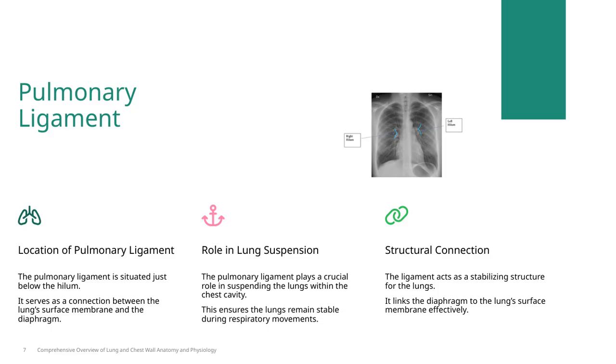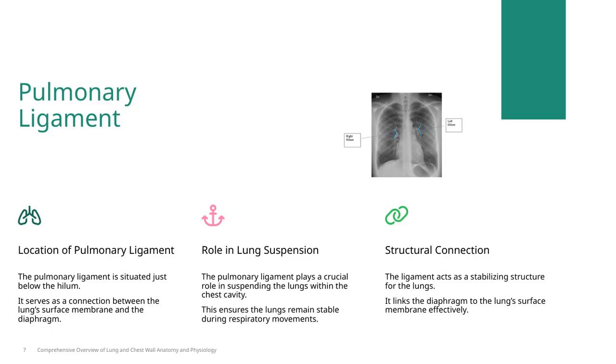Next, let's locate the pulmonary ligament. It is situated just below the hilum, which is the central area where vessels and bronchi enter and exit the lung. The ligament serves as a connection point between the surface of the lung and the diaphragm below. This positioning is vital because it links the lung to the diaphragm, helping to maintain proper positioning during breathing.